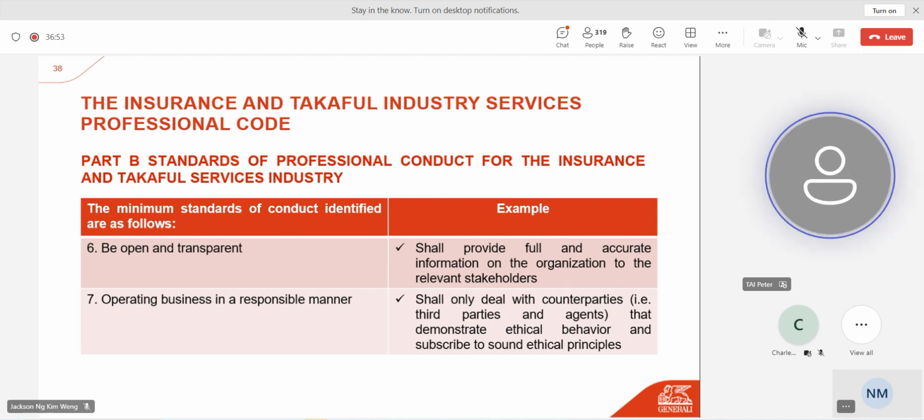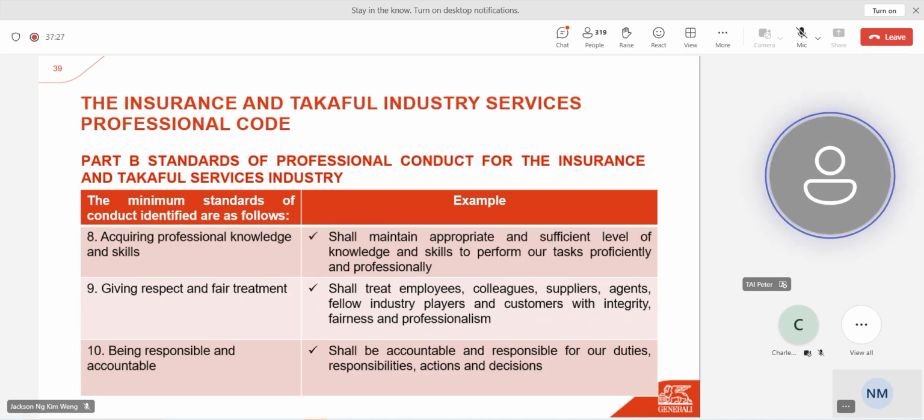You must be open and transparent. Then operating business in a responsible manner. Again, it's repetitive. We will deal with all parties with fair and ethical behavior. We do business in an ethical manner. It's always utmost good faith, and we do business in a very professional way, so to speak. Next.